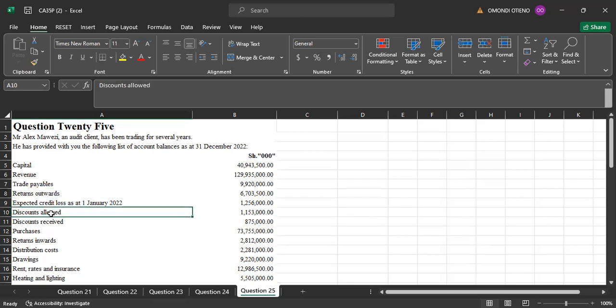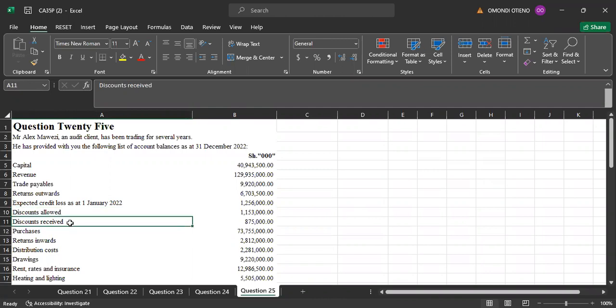Discount allowed, that's the discount you give to your customers when they purchase goods. So how do we treat that? Is it going to increase your sales or is it going to reduce your sales value? For us to arrive at net sales, when we've allowed or given out discounts, then we have to do away with the discounts to get the real sales value.